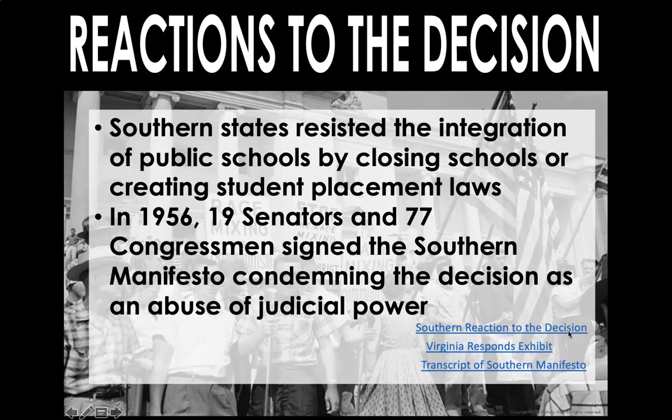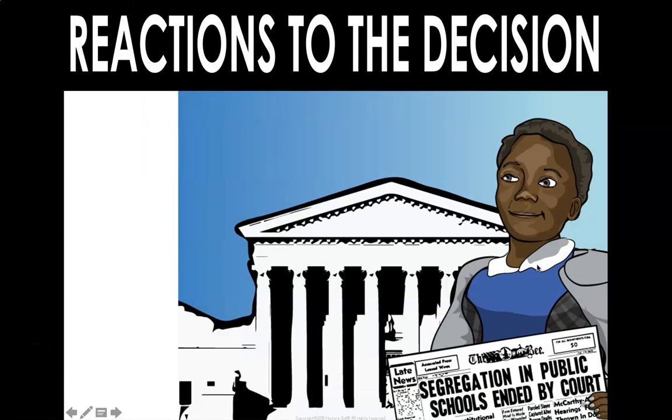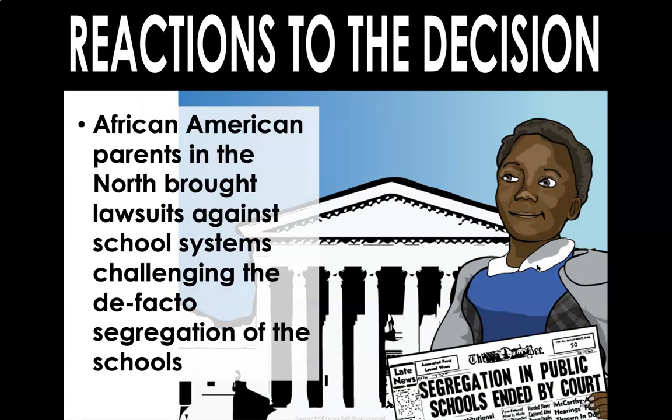In 1956, 19 senators and 77 congressmen signed the Southern Manifesto, condemning the decision as an abuse of judicial power. All right, so this is something you could look into. You could see who these senators are. The senators, remember, those are people who are elected for 6-year terms. They serve in the Senate, and these are 77 congressmen who represent different states. But this is, again, the Southern Manifesto. It kind of sounds like the Communist Manifesto in a way.